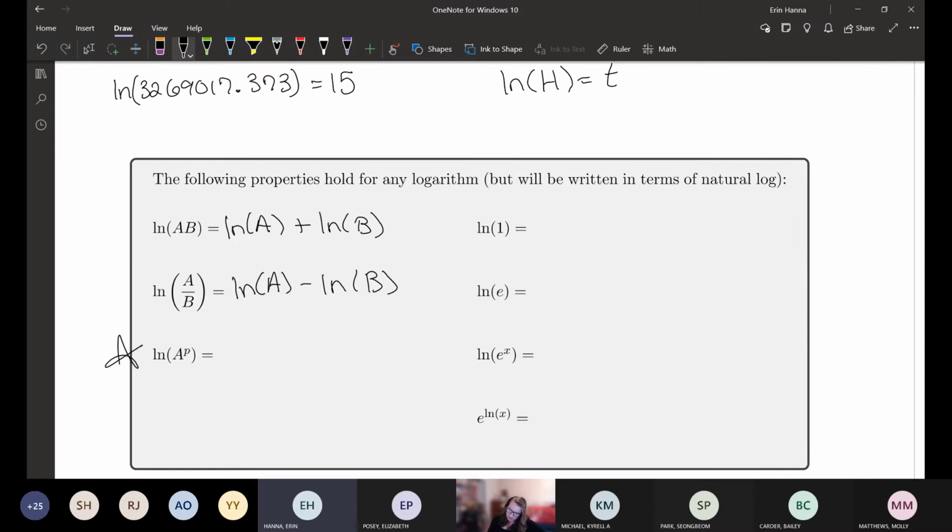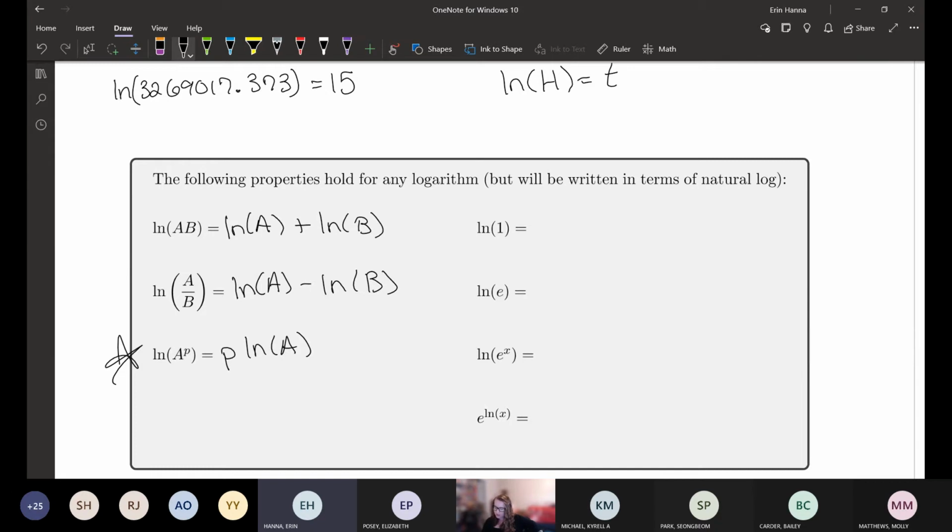The one that's really the workhorse of what we're going to be using is this one, which is the natural log of a to a power. We bring the power outside of the log. That one we're going to use a ton.